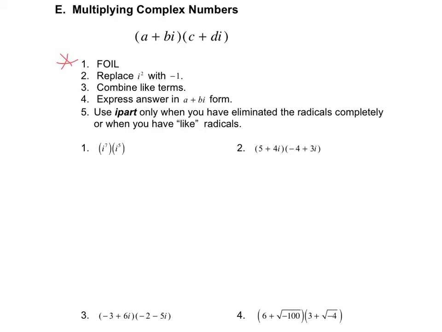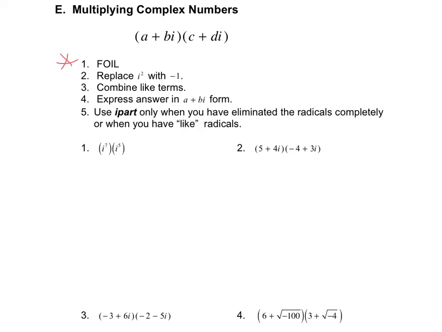Express your answers always in a plus bi form, which means your i values should always come after your real numbers. Use I part when you've eliminated the radicals completely or when you have like radicals. We've talked about this before. You probably only want to use I part when the radicals are eliminated completely.